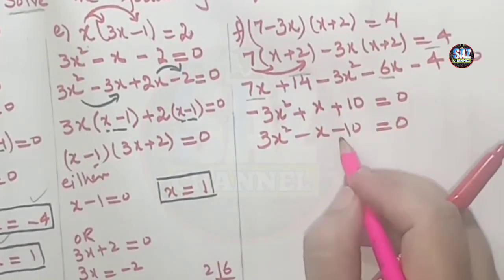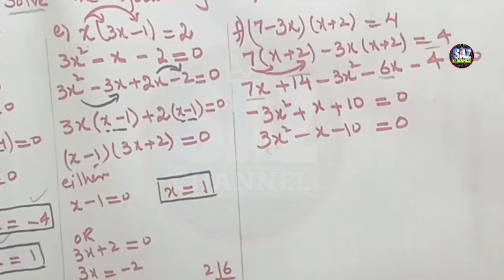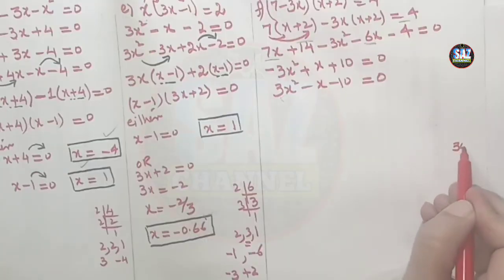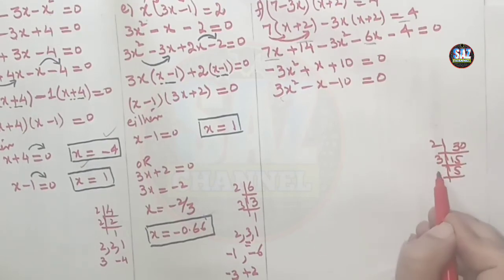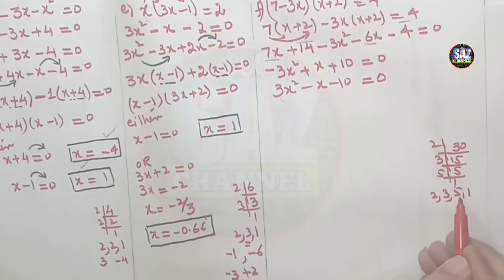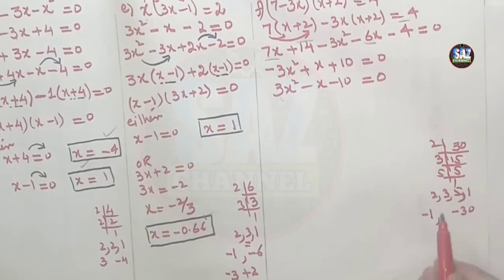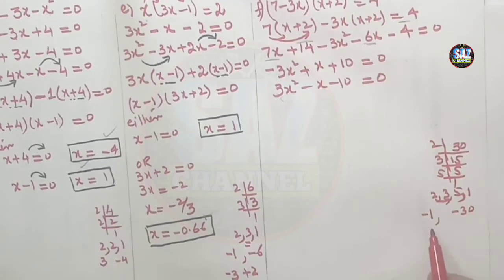Now multiply 10 with coefficient of square term. It will give me 30. Make the suitable factors of 30. 2 15 times, 3 10 times and 5 6 times. The factors are 2, 3, 5 and 6. Set the factors in such a way that when we add or subtract, we get minus 1, and when we multiply, we get minus 30. So I think 6 and 5 is the suitable choice. 6 with negative sign and 5 with positive sign.